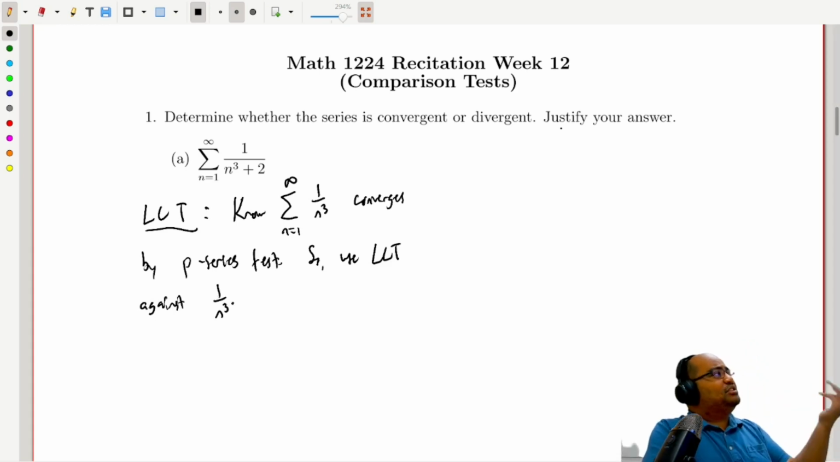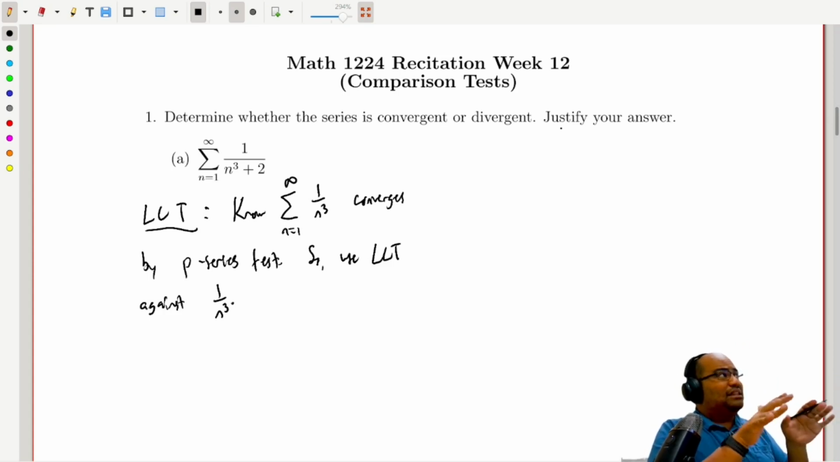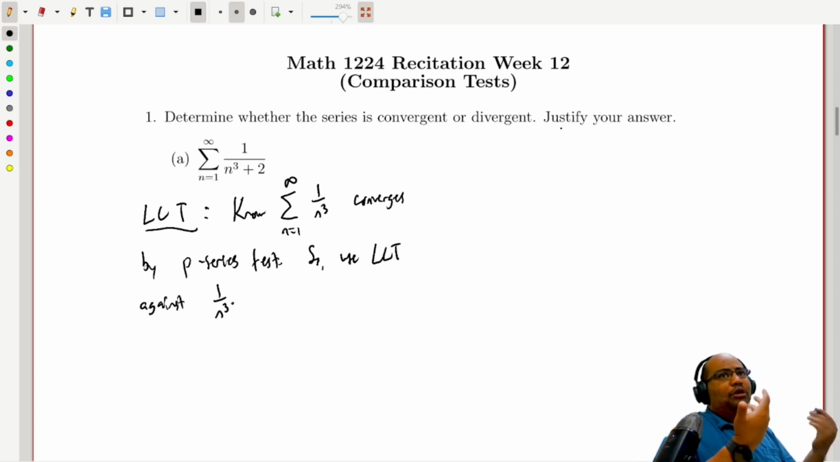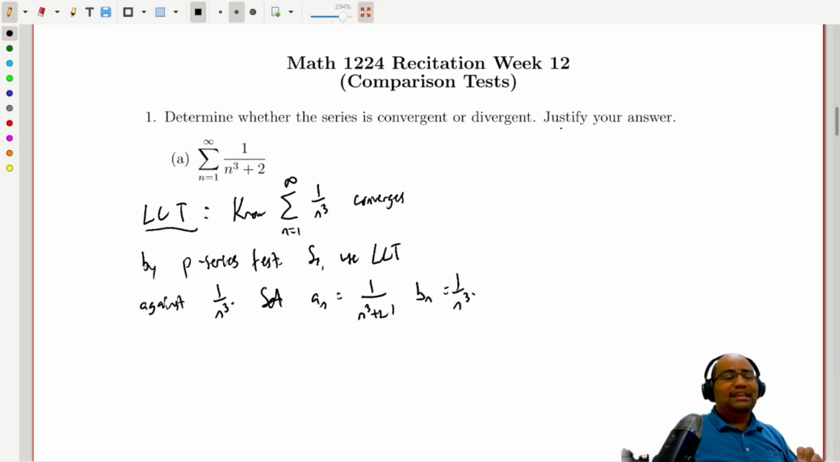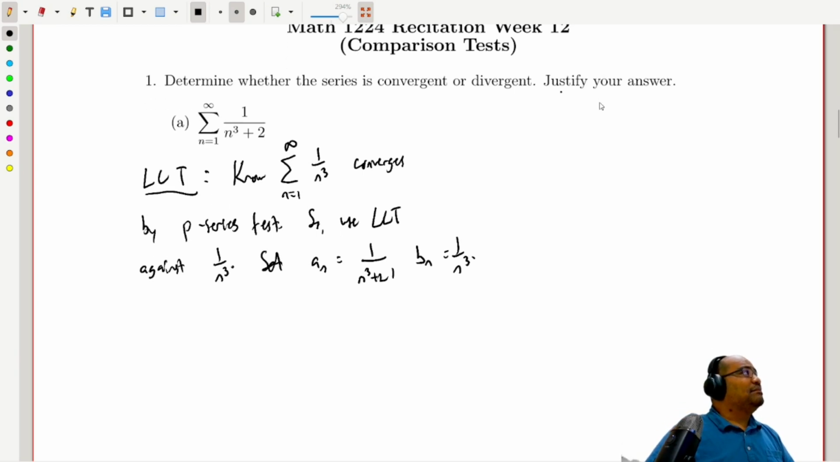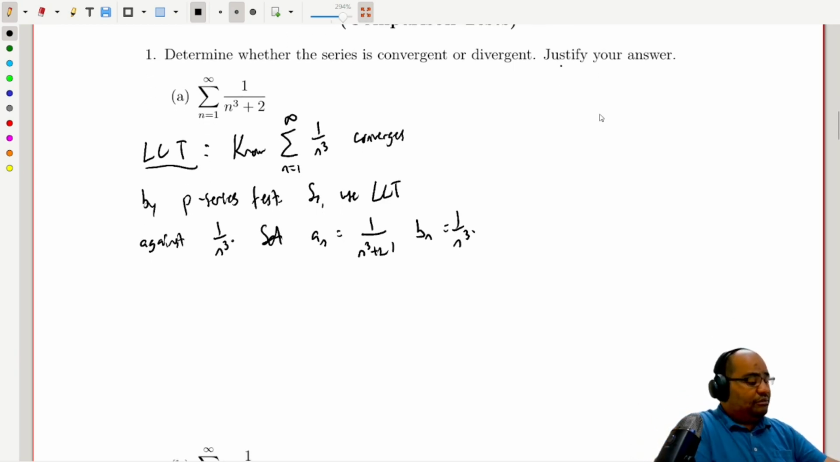Our mystery series looks a little bit like 1 over n cubed, just with an extra constant thrown in there. So we know that it should behave at least like 1 over n cubed. We are only looking at the dominating terms. So here we set a_n to be the mystery series, 1 over n cubed plus 2, and b_n is 1 over n cubed. Now we're just going to compute the limit that we need.